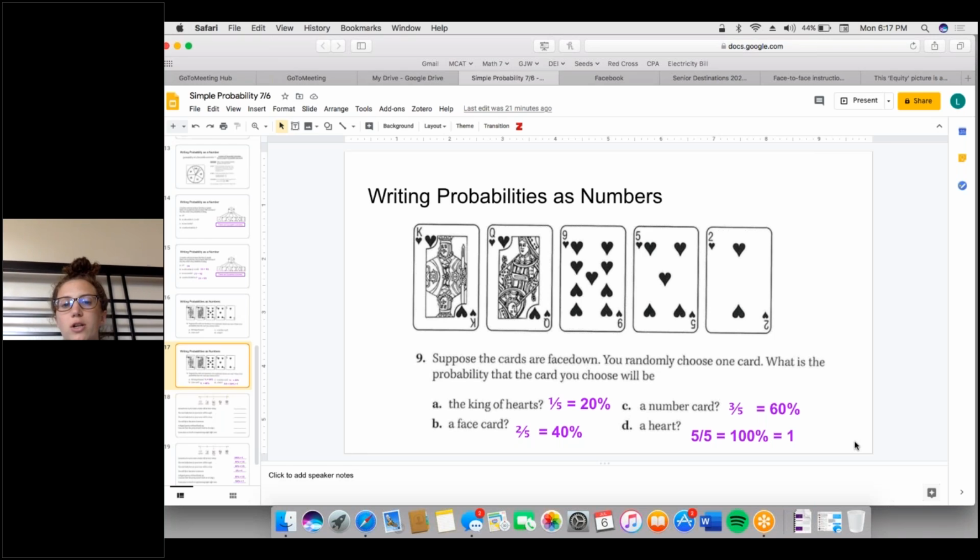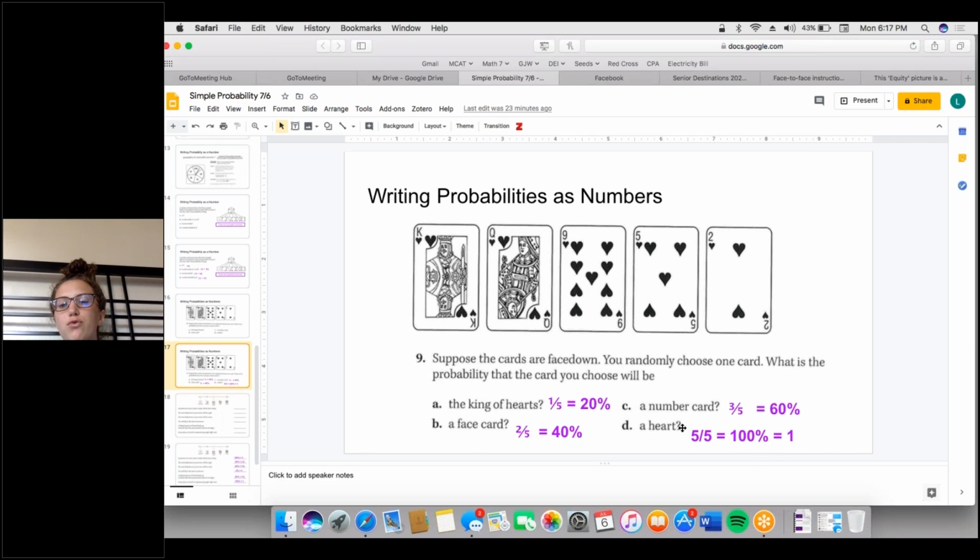Lastly, I'm asked, what is the probability that I draw a heart? Well, there are 5 cards here, and all 5 of them are hearts, which means I have 5 favorable outcomes out of 5 possible outcomes. Well, 5 out of 5 equals 100%, and it also equals 1. So any of these are correct probabilities.